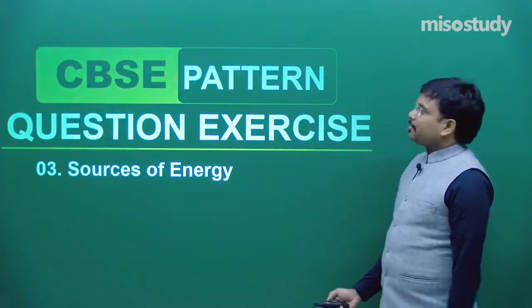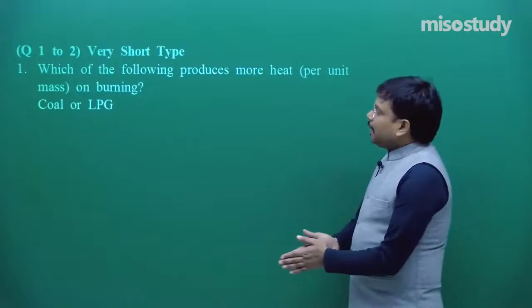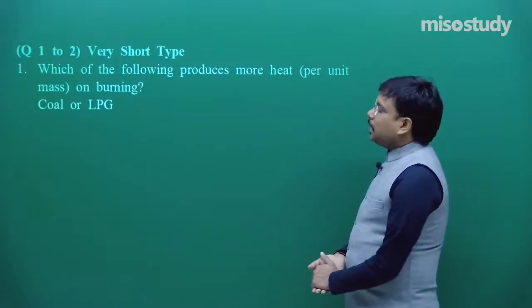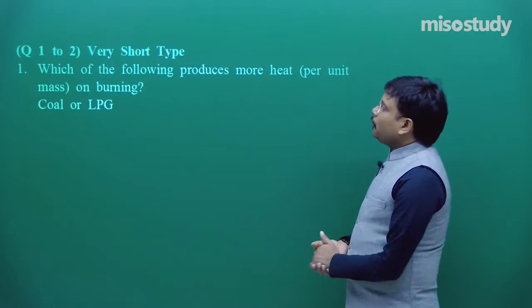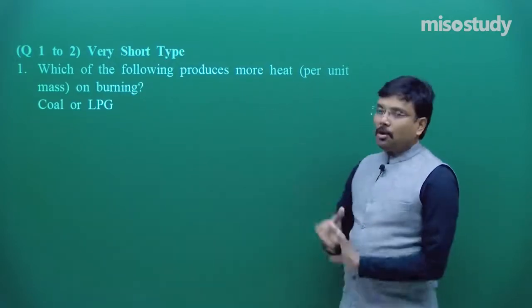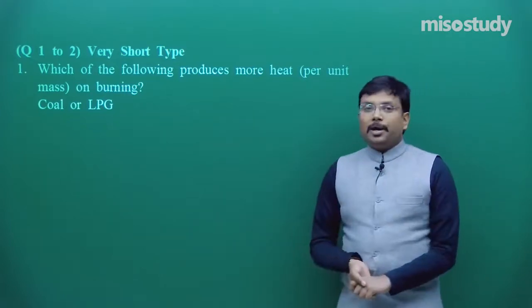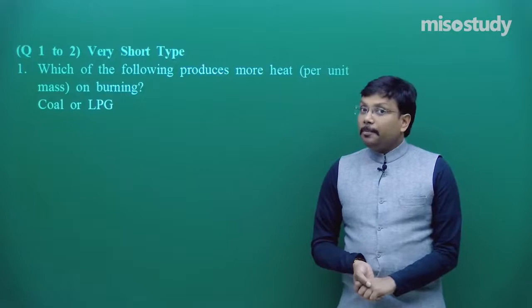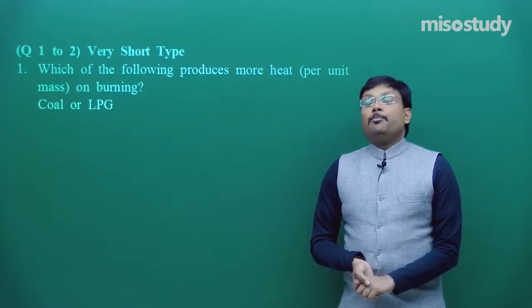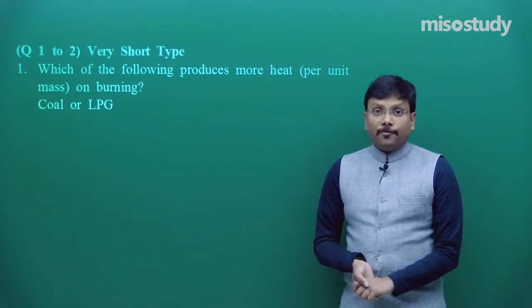So, here comes your first simple aspect, that is very short answer type. Now, which of the following produces more heat? More heat means per unit mass on burning. Say for example, 1 kg I am burning coal and 1 kg I am burning LPG. So, you know liquid petroleum gas produces more amount of heat energy, fine.